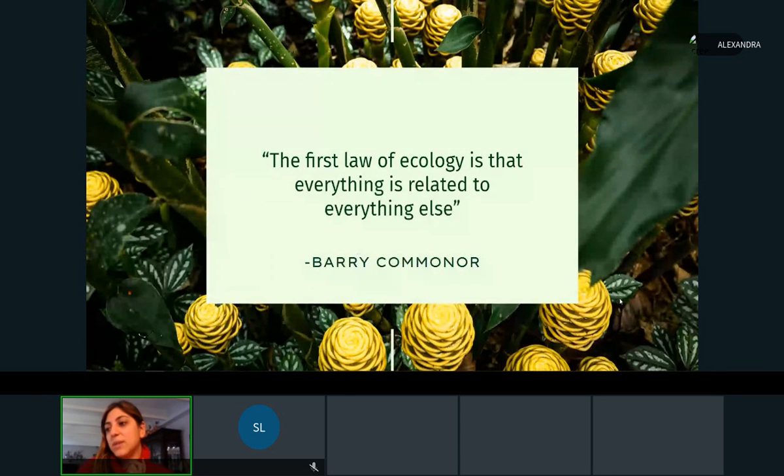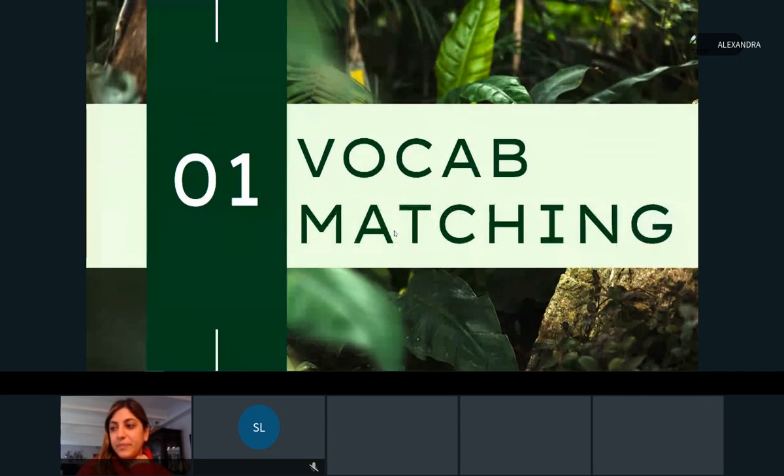So this quote is by a really famous ecologist named Barry Commoner. He went to Harvard. He was part of a lot of different organizations, and he is just really well known in the world of ecology.